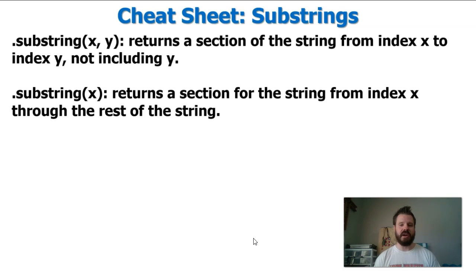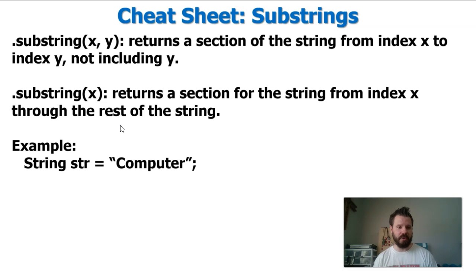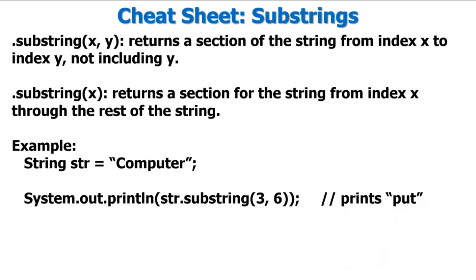This is handy anytime I'm adding on just the last part of a string. I don't need to worry about having a comma then an expression dealing with the length of the string. If I know I want the rest of it, you just put the single parameter in there. So for example, let's say I have string str equals "computer". If I print out str.substring(3, 6), that's going to give me everything from the third index to the fifth index. So 0, 1, 2, 3, 4, 5, in other words, that's why I'm getting "put" there.